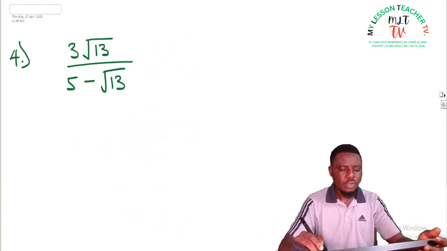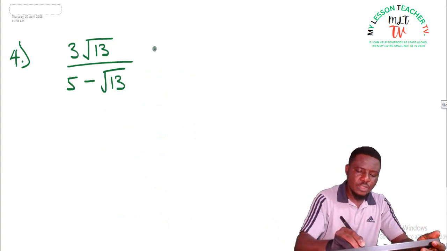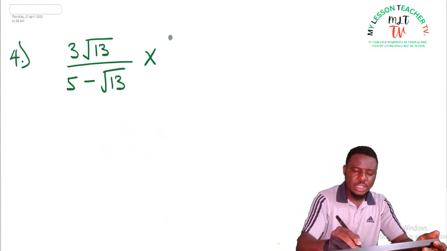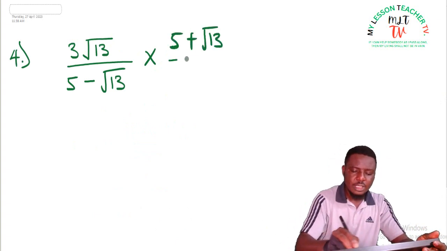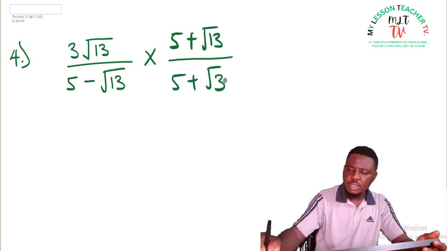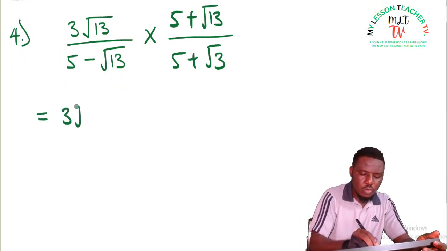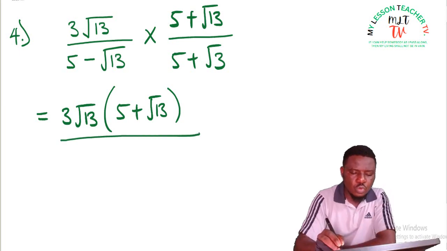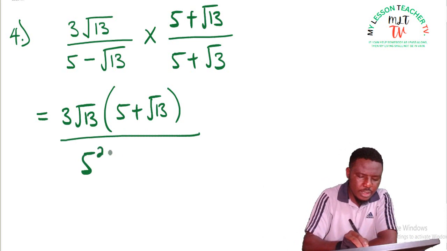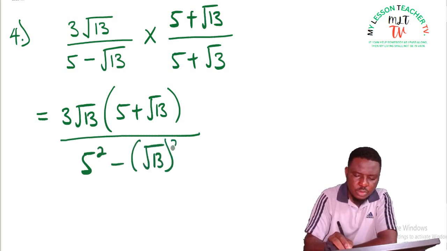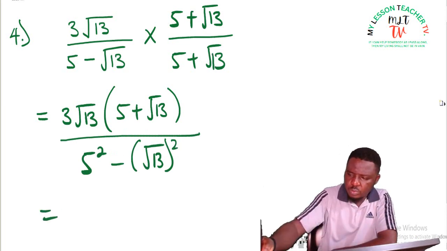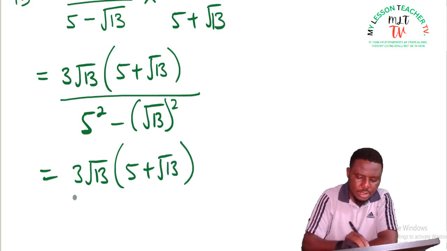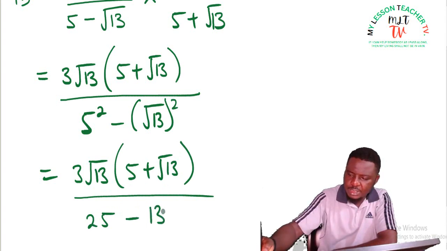We take question 4. 3 root 13 divided by 5 minus root 13. So I'm going to multiply both the numerator and denominator by the conjugate of 5 minus root 13. And the conjugate of 5 minus root 13 is 5 plus root 13, divided by 5 plus root 13. When you multiply out the numerator, this is equal to 3 root 13 into 5 plus root 13. When you apply the idea of difference of two squares at the denominator, you shall have 5 squared minus root 13 squared. So this is equal to 3 root 13 into 5 plus root 13 divided by 25 minus 13.